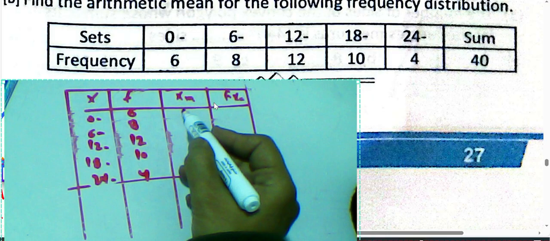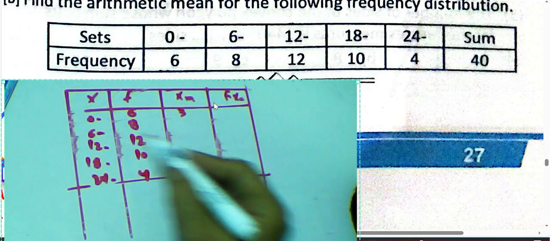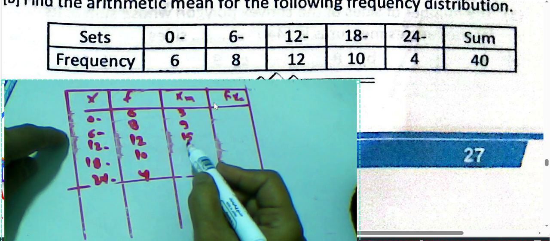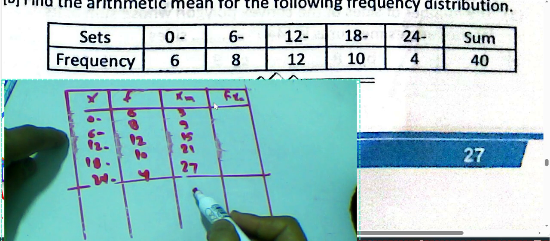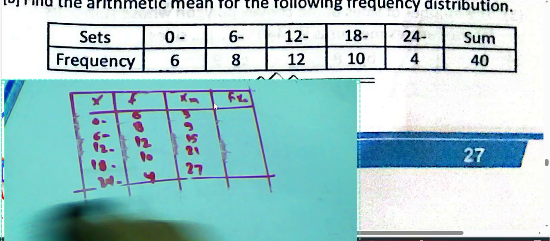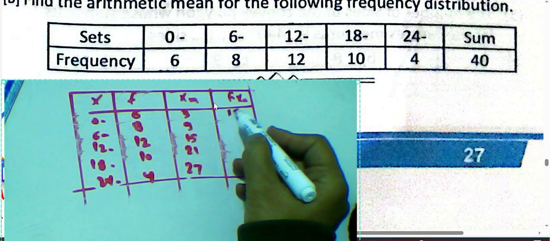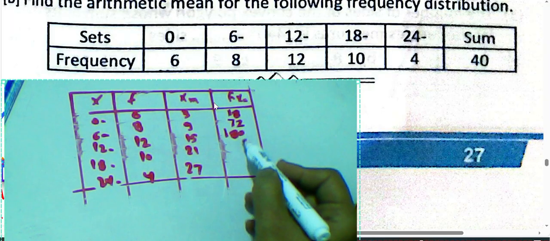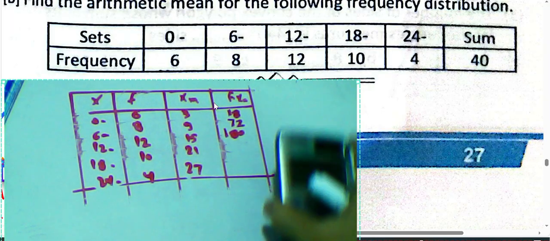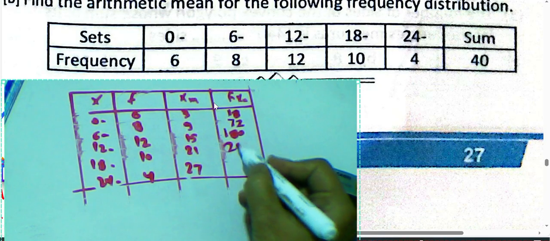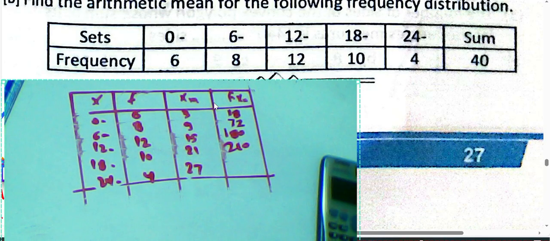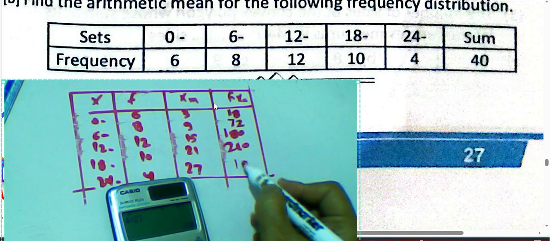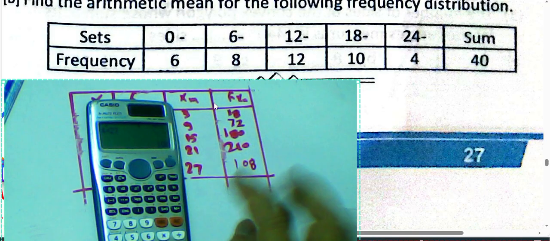0 plus 6, 6 divided by 2 equals 3. Always we add 6. Then 3 plus 6 is 9. 9 plus 6, 15. Plus 6, 21. Plus 6, 27. And then we can multiply the frequency by the center. 3 times 6, 18. 8 times 9, 72. 12 times 15 equals 180. And then 10 times 21, 210. 4 times 27 equals 108.